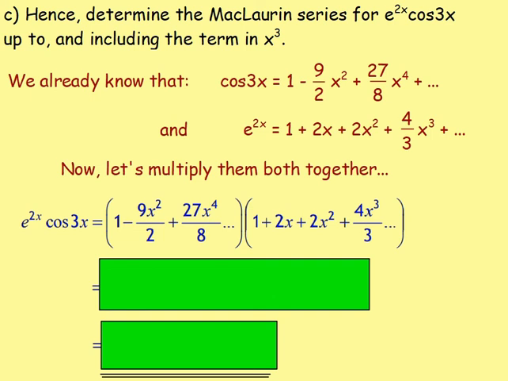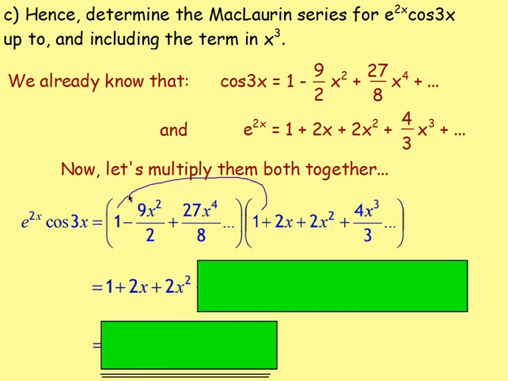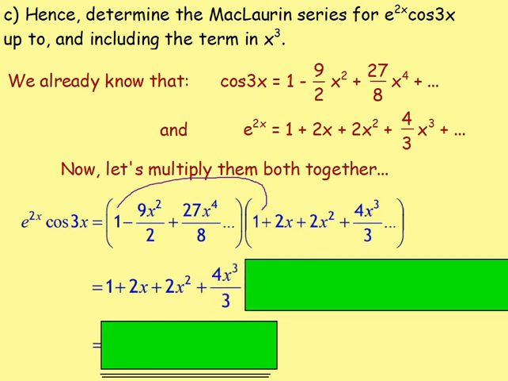So if you start multiplying them, well, you would have the 1 times everything. So we've got 1 times 1, which is going to be 1. We've got the 1 times the 2x, which is going to be 2x. We've got the 1 times the 2x squared, which is 2x squared. And we've got the 1 times the 4x cubed over 3. So we've multiplied everything by 1. We did the 1 times each of these.